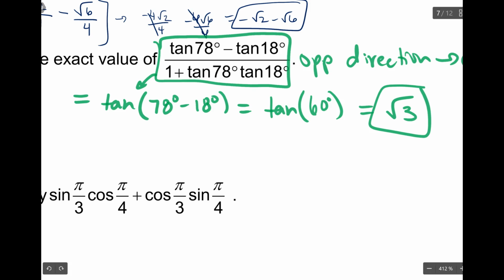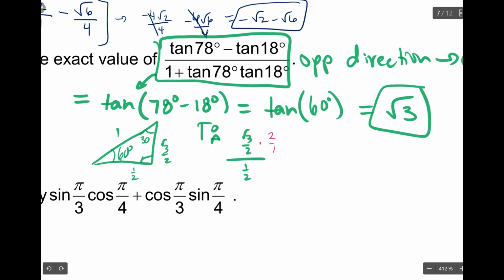Done. In case we don't understand why it's square root of 3, I'll go through it. Feel free to skip ahead. For 60 degrees, this must be 30, so across from 30 is a half, then square root of 3 over 2, 1. I drew my triangle. TOA: opposite, square root of 3 over 2, over adjacent, 1/2. Dividing by a half is the same as multiplying by 2 over 1. So the 2 goes away, and I have square root of 3. Awesome. We're really flying through this.